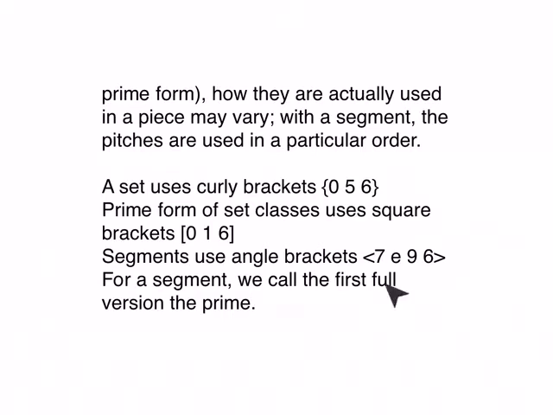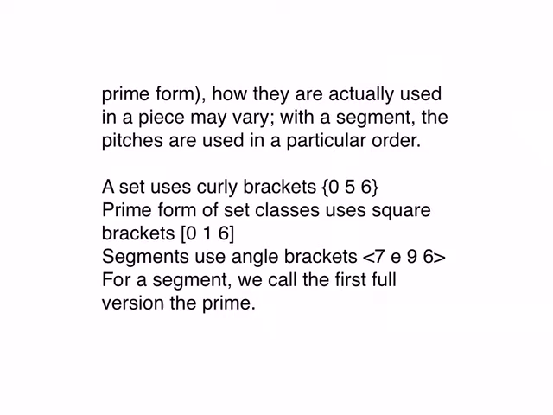When we use angled brackets like this, we're indicating that it's a segment or an ordered pitch set. So for example, 7, E, 9 is A, and 6 is F sharp.